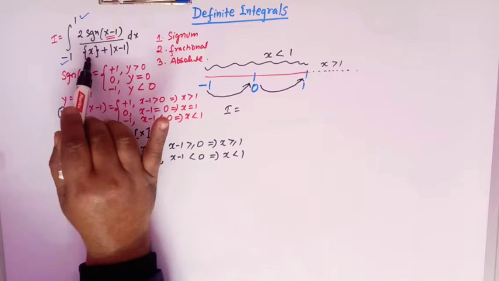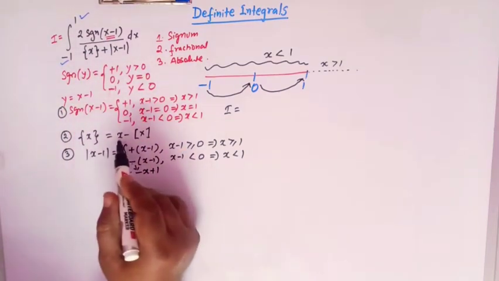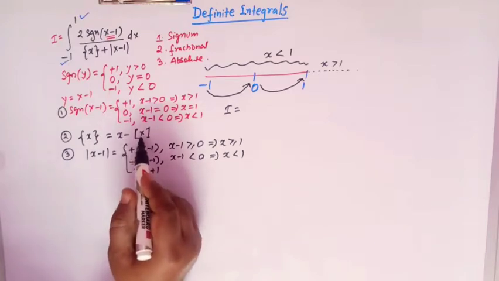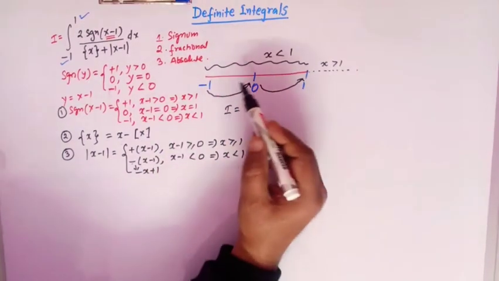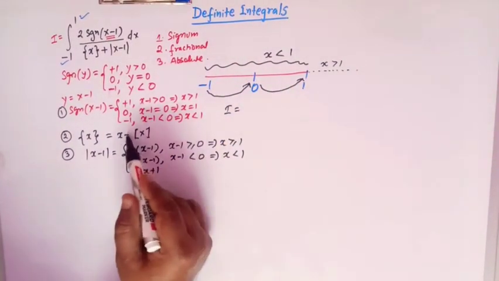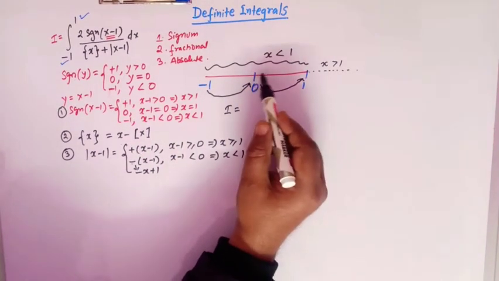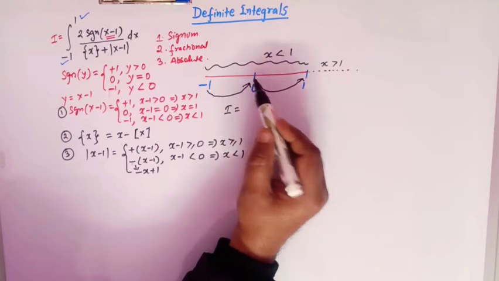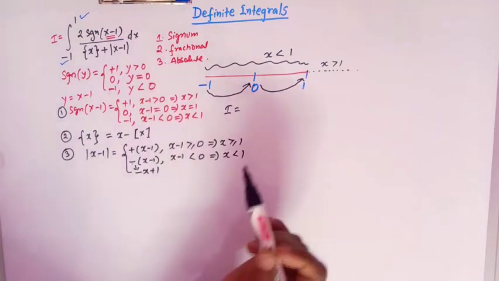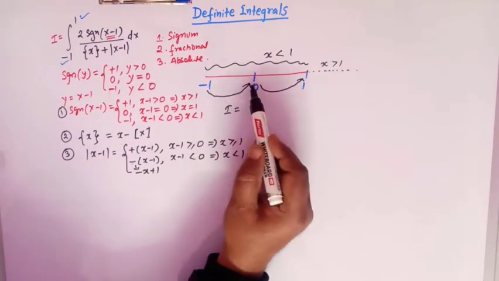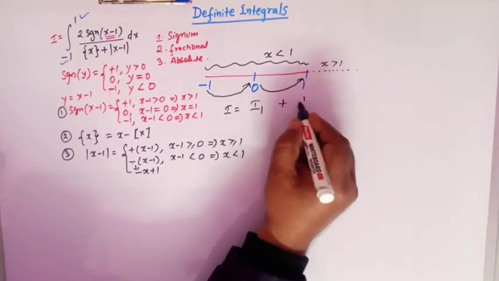Because here we have the fractional part function of x, and the fractional part function is written as x minus the greatest integer of x. So we have to integrate this greatest integer function at the integral points, right, or at the integers. Okay, so that's why we are breaking this integral into two integrals.